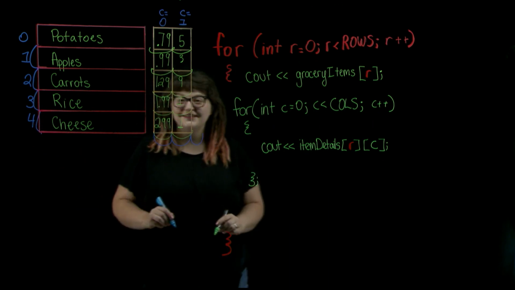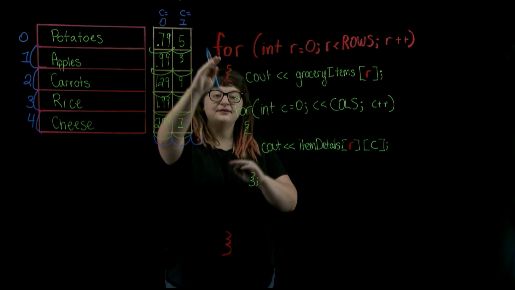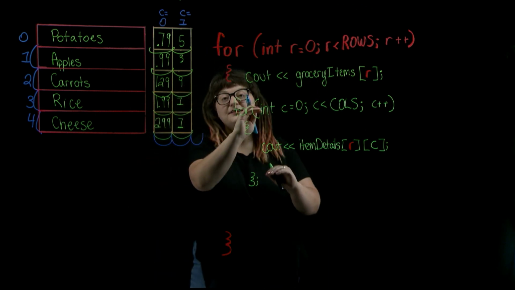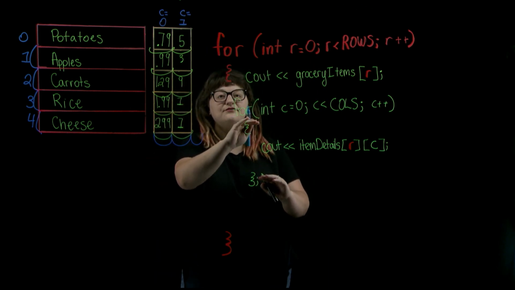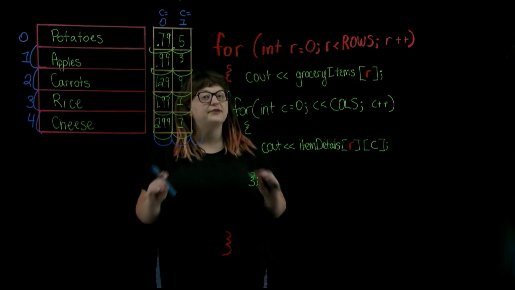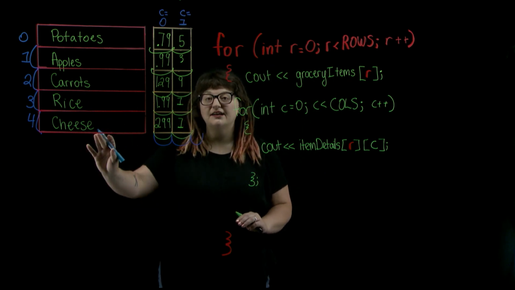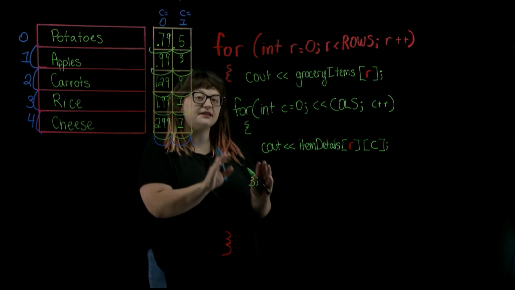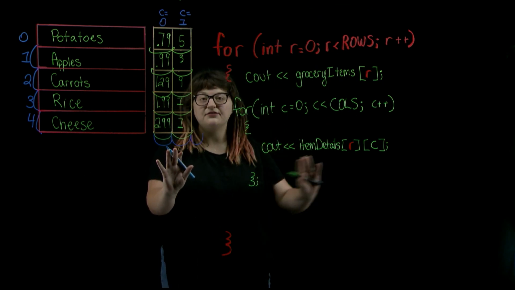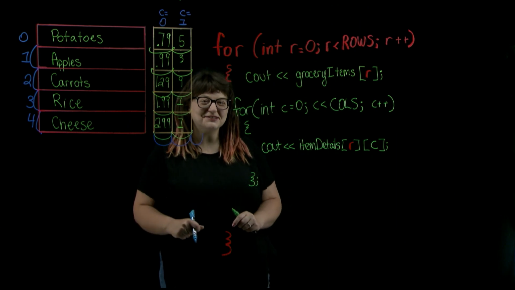All right. Does that make sense? So our outer loop is going to serve as our row iterator, and our inner nested loop is going to serve as our column iterator. This dual for loop approach is the best way for handling 2D arrays. Even if we didn't have this grocery items array, we would still use the same logical setup for items detail because we need to iterate through the columns. So now that we've got that figured out, let's go ahead and get back to work.